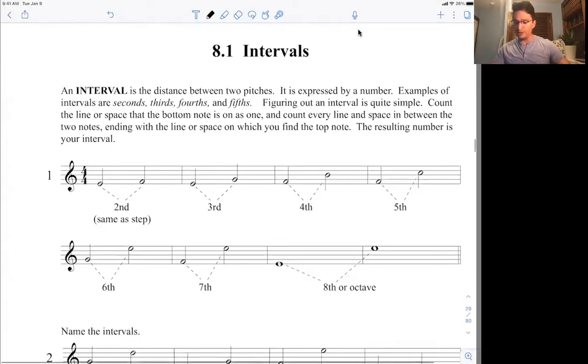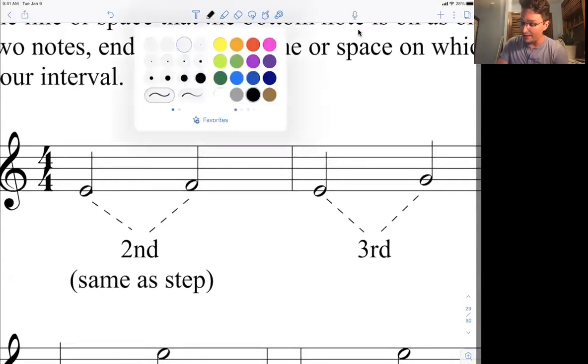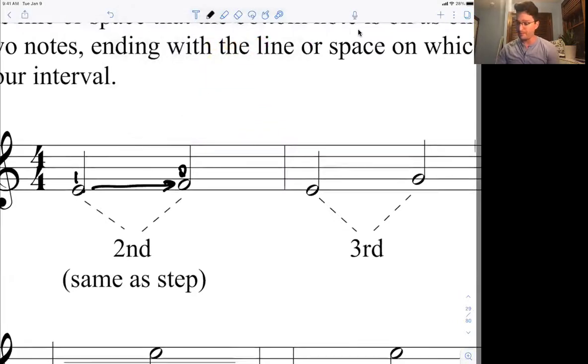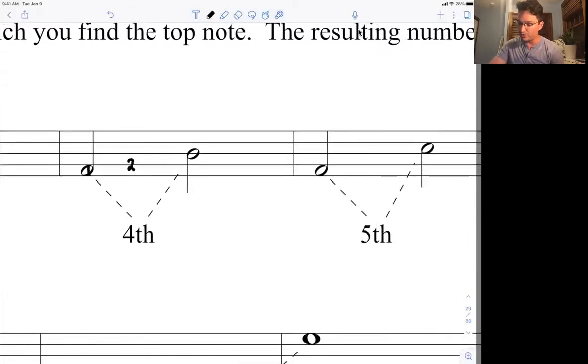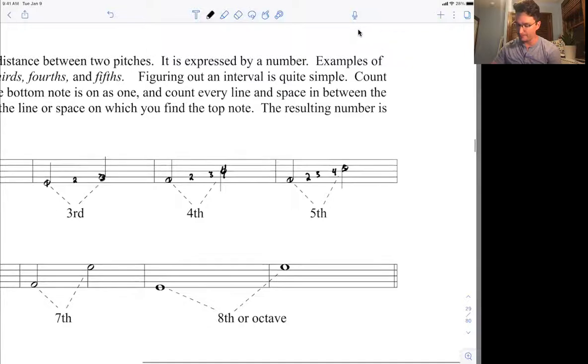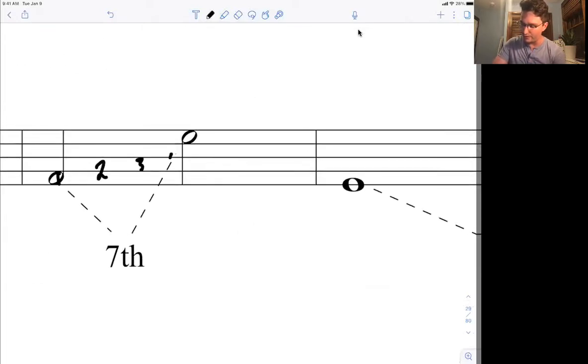So if we look here, we have examples. If we have a note that is right next to each other, so from going one line to a space right here, I'm going to count this as 1 and this as 2, that's going to be a second. Now, if we skip a note in between, this is 1, 2, 3, so that's a third. If this is 1, 2, 3, 4, that's going to be a fourth. If we have 1, 2, 3, 4, 5, that's going to be a fifth. Continuing on to our sixth, you guessed it, 1, 2, 3, 4, 5, 6, seventh, 1, 2, 3, 4, 5, 6, 7.